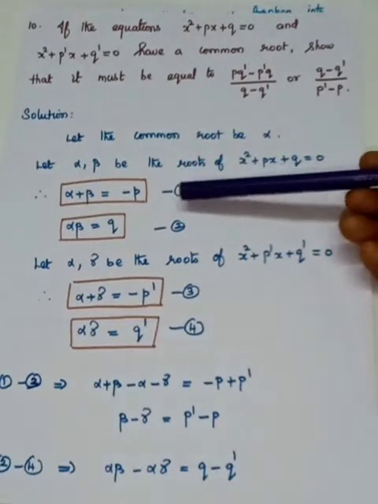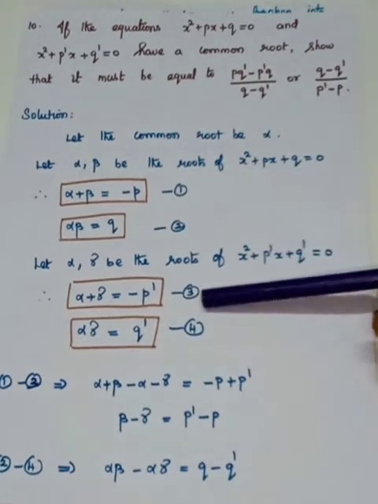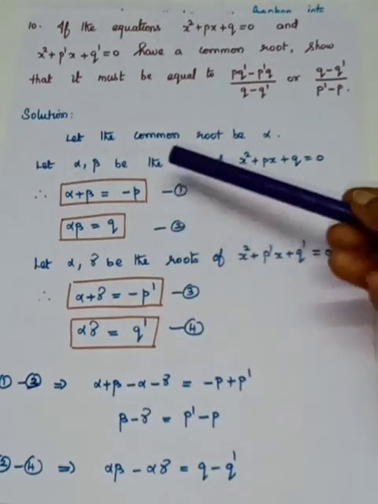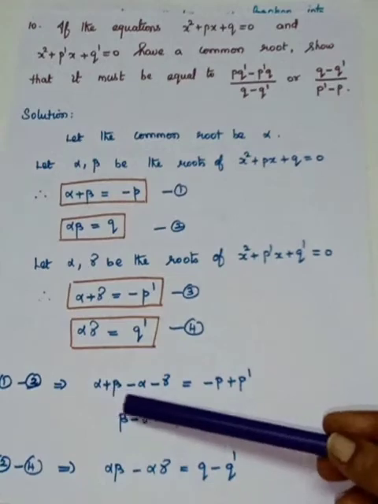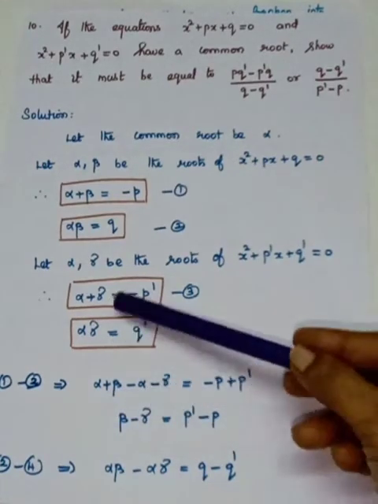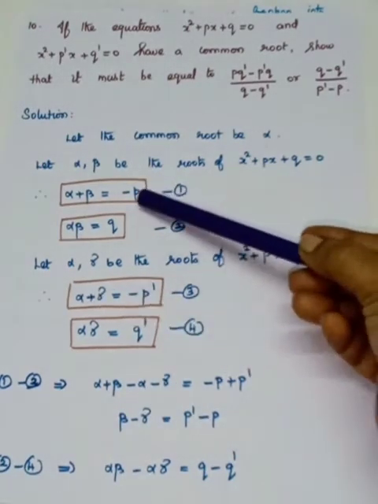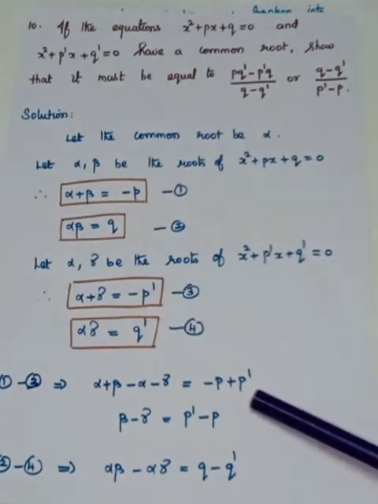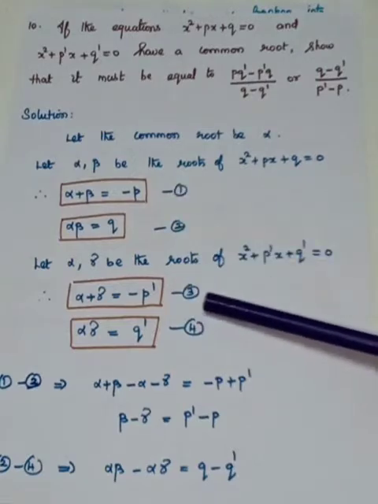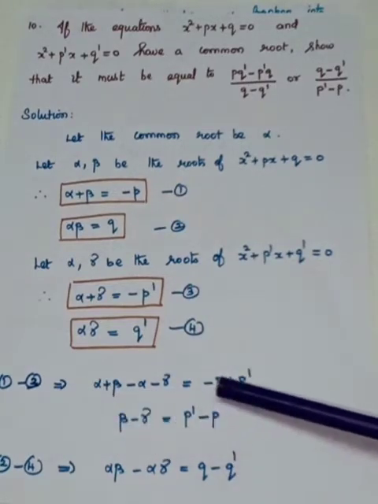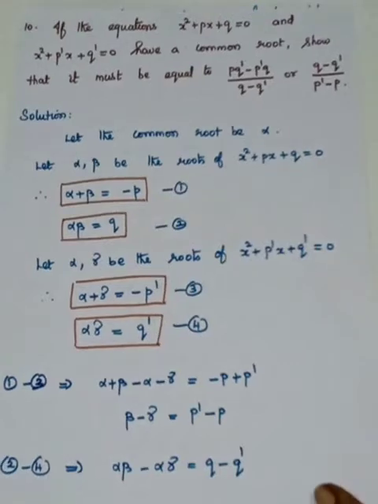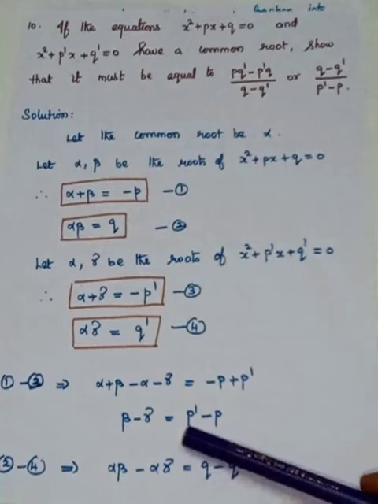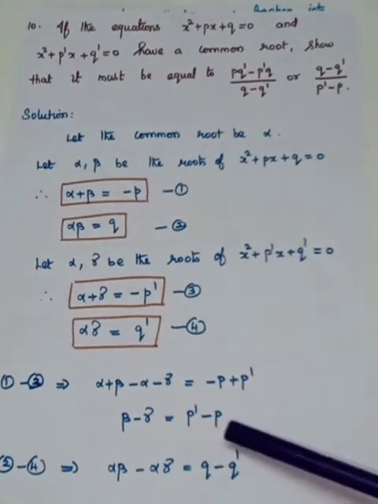I am going to subtract the third result from the first result. So it is alpha plus beta minus alpha minus gamma, which is equal to minus p minus of minus p dash, that is plus p dash. So first and third result, 1 minus 3, you will get this. Alpha and minus alpha get cancelled. So therefore beta minus gamma is equal to p dash minus p.